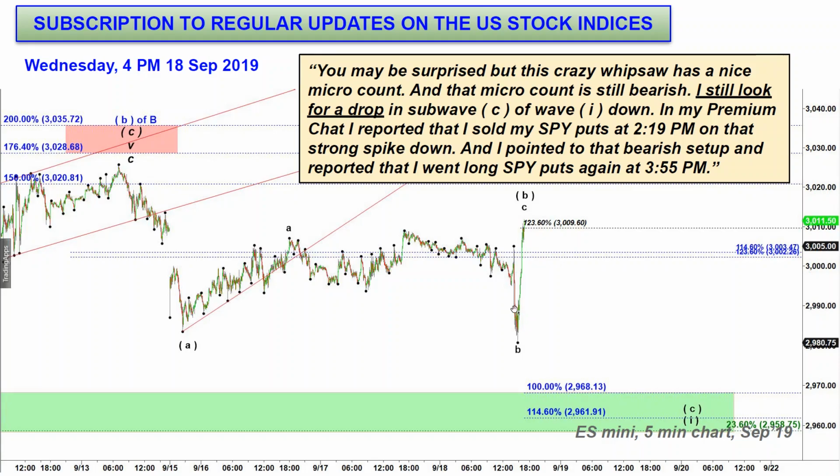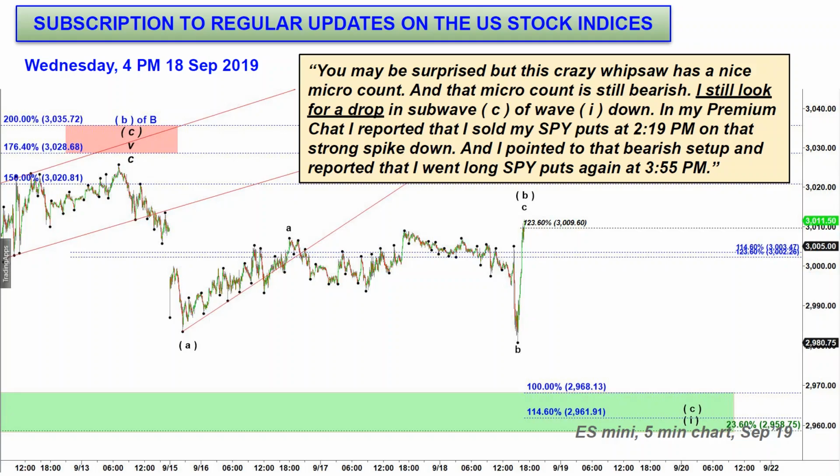And here I was able to close my puts. That was FOMC date on Wednesday at 2:20 p.m. I reported in my private chat that I'm closing my puts, but even myself, I did not expect such a strong bounce. And I wrote to my subscribers that you may be surprised, but this crazy whipsaw has a nice micro count, and that micro count is still bearish. I still look for a drop in subwave C or wave 1 down.